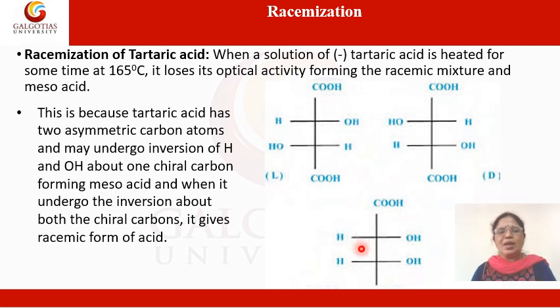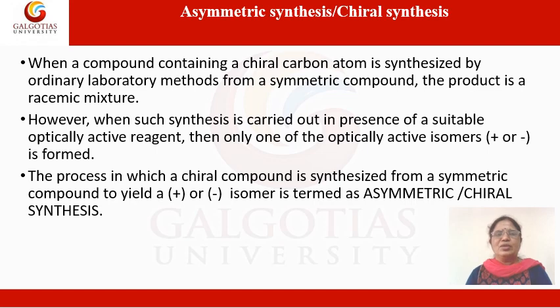Now this is possible because tartaric acid has two asymmetric carbon atoms which may undergo inversion of hydrogen or hydroxy group about one of the chiral carbon, and because of that the meso acid is formed. And when it undergoes the inversion about both the chiral carbon, then it gives the racemic form of acid. So that is how we can carry out the racemization of the optical isomers.